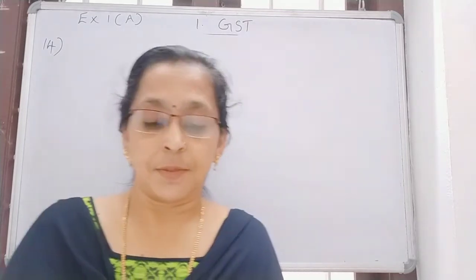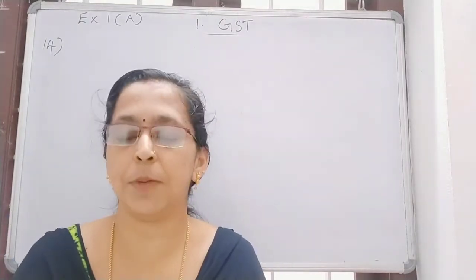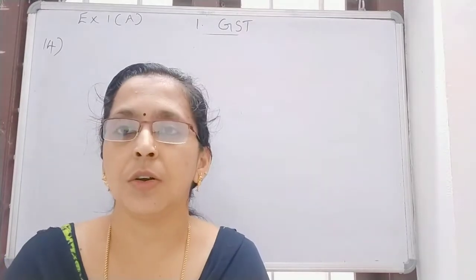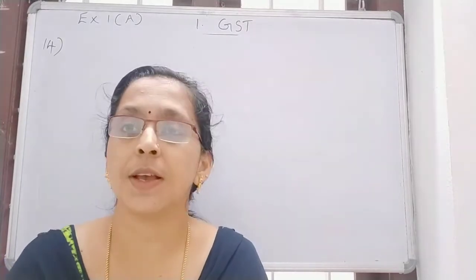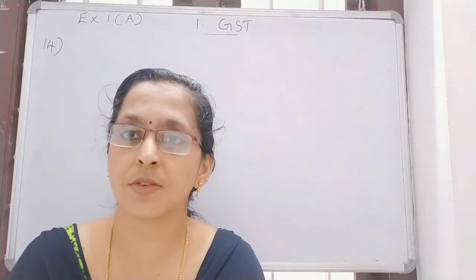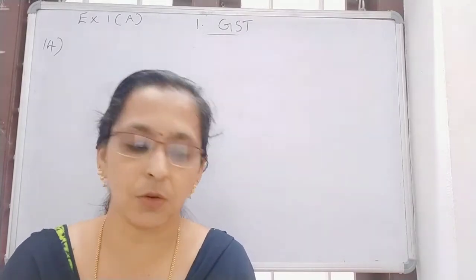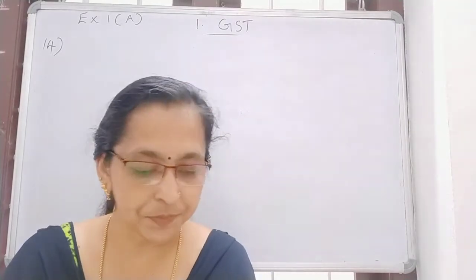So rate, that means rent. Rent per day is given as what? Rupees 5,000. He stayed for 2 days. So what will be the rent for 2 days? It will be 5,000 plus 5,000. It is 10,000.